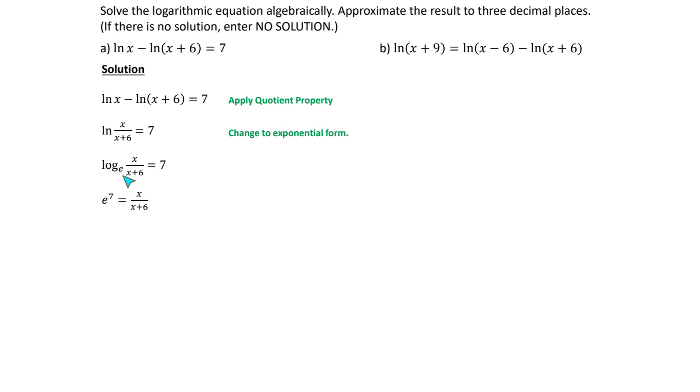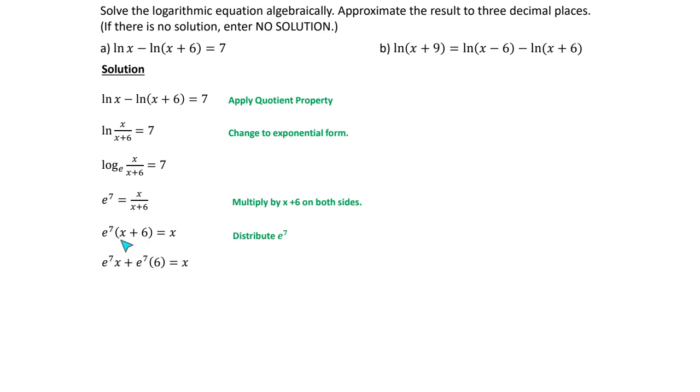And to change it to an exponential function, we write the base, which is e. And then the log is always equal to the exponent. So since this log is equal to 7, that means that 7 is your exponent. And then we have x divided by x plus 6. We're trying to solve for x, so we're going to multiply by x plus 6 on both sides. So we end up with e to the 7th times x plus 6. Simplify.